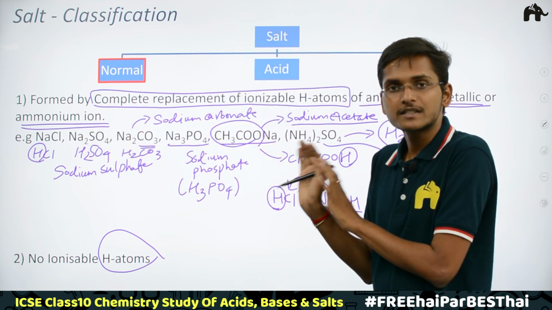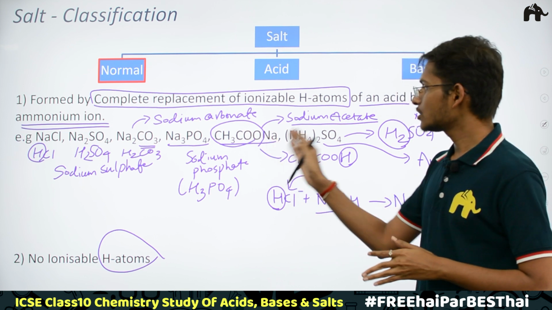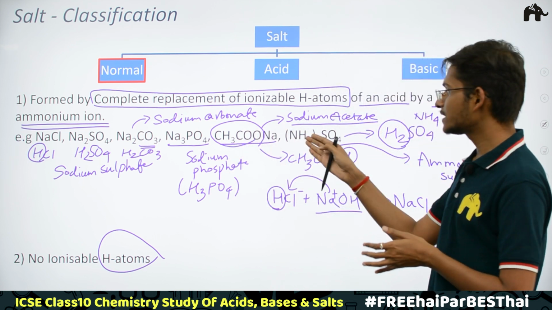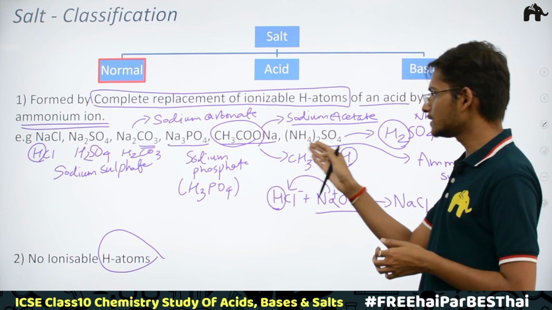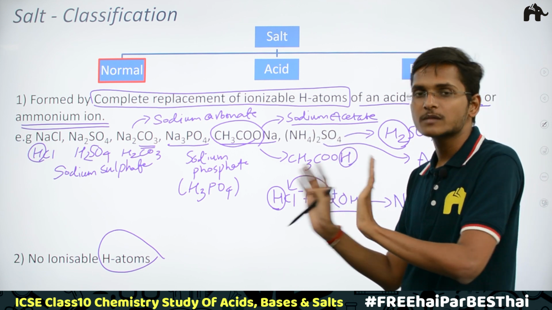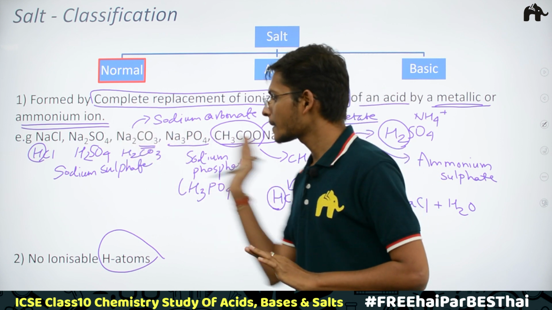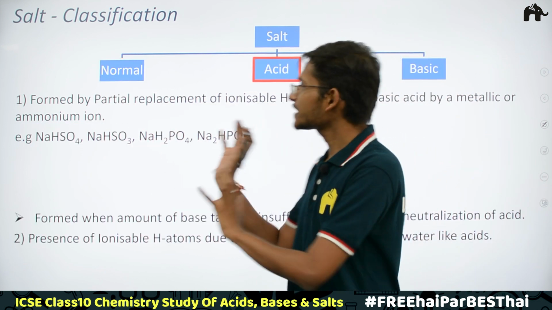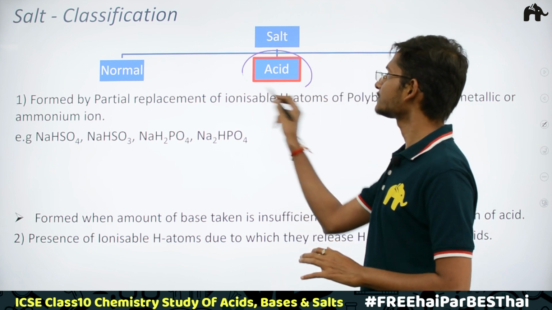There is no hydrogen atom itself, but in this case CH3COONa, there is a hydrogen atom, but this is not an ionizable hydrogen atom, we know, right. In this case also (NH4)2SO4, these are hydrogen atoms, but these are also not ionizable hydrogen atoms. So in these salts there are no ionizable hydrogen atoms. Now let's see the next type of salt, acid salt.